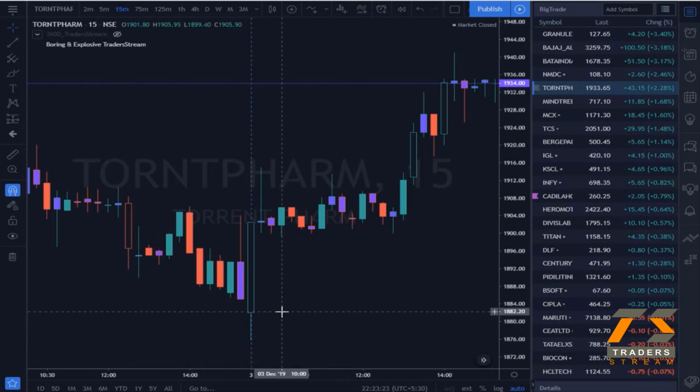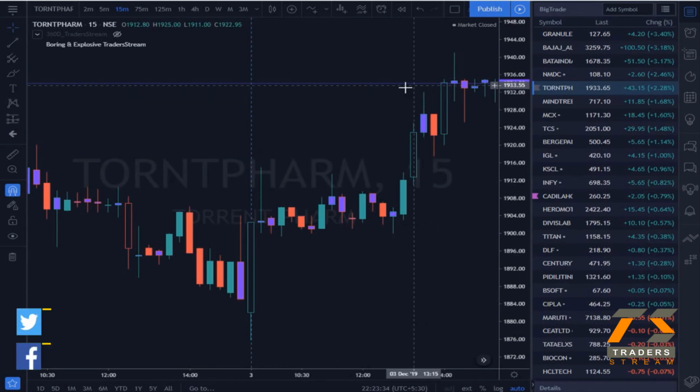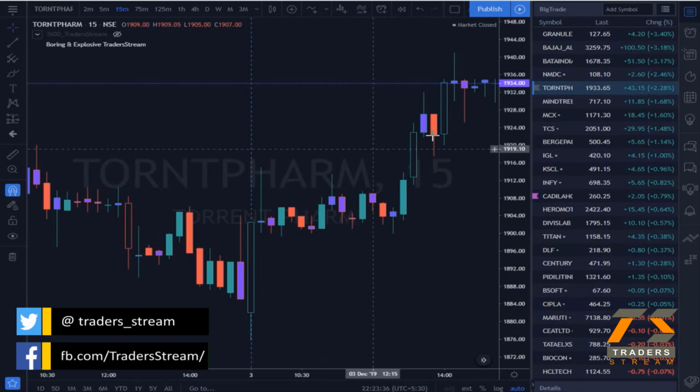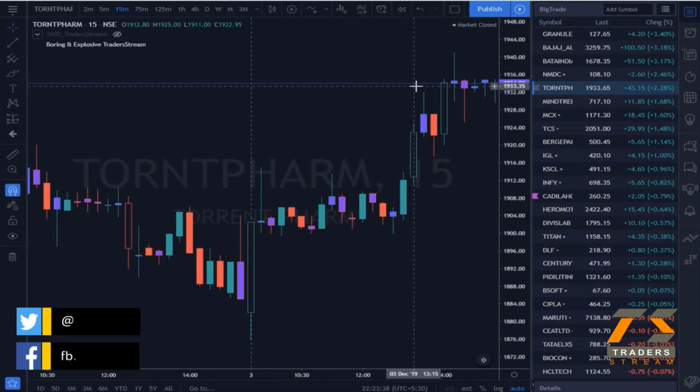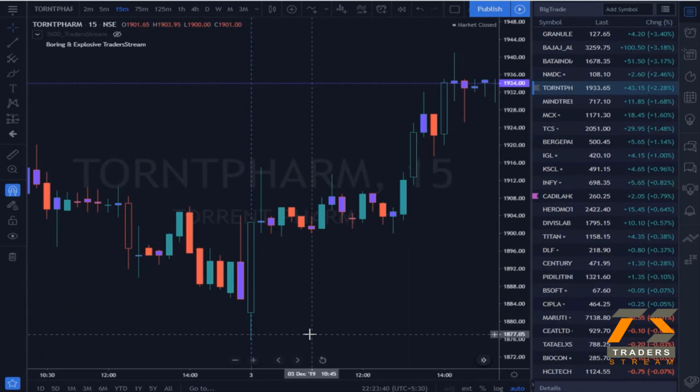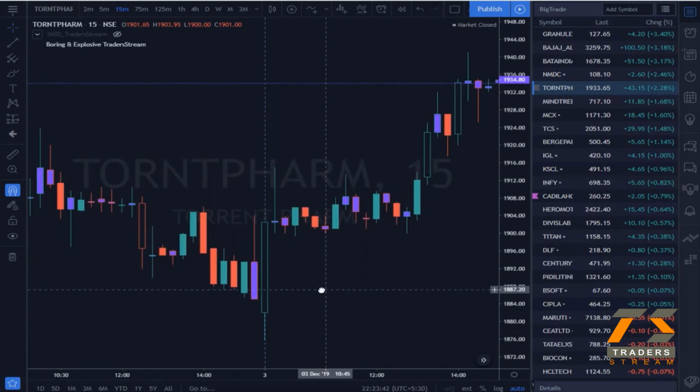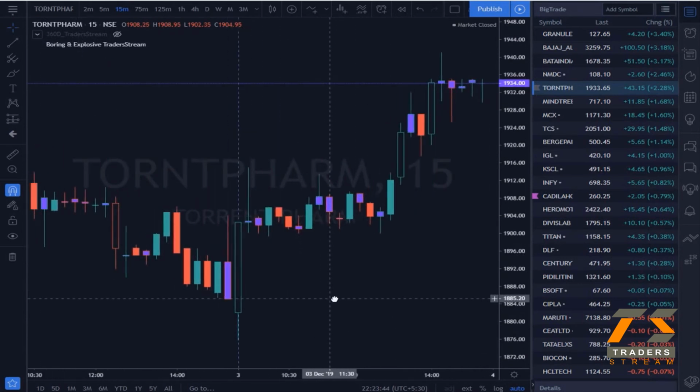Enter and keep an SL below the explosive move and take the same 1:1, whatever is your stop loss, an equivalent amount of take profit. So if your stop loss is 25 rupees, take profit is 25 rupees. Either it has to exit on 25 rupees or it will exit at 3:15 if you are entering intraday. This is an intraday technique.